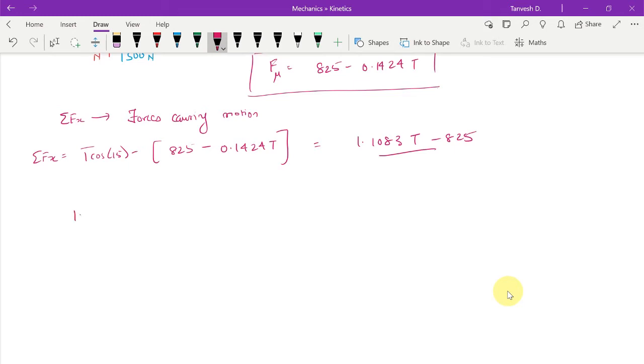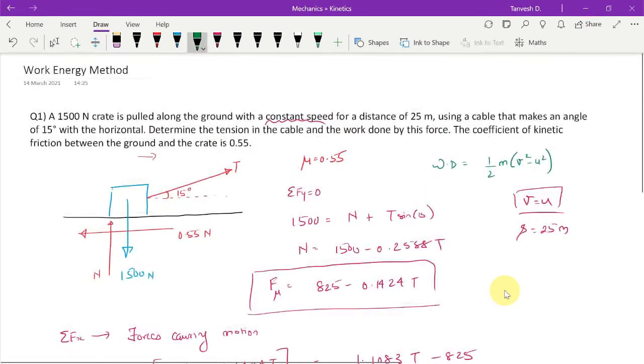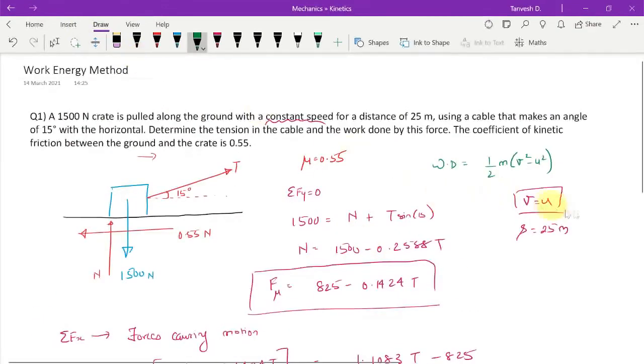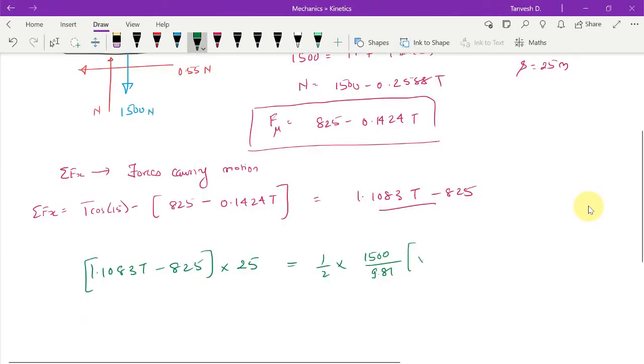So 1.1083 T minus 825 into 25. This is the work done. This is equal to half into the mass, which would be 1500 by 9.81, into v square minus u square. So now it is moving with constant speed, therefore v is equal to u. So you can say that v square minus v square or u square minus u square, and this term is going to get 0, right? So T you will get as 744.383 newtons.